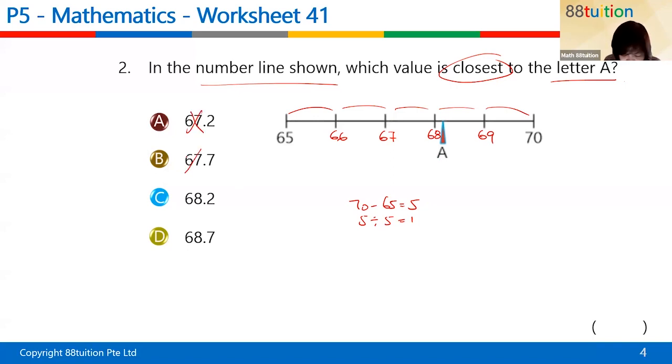So 67 is out. So it's 68.2 or it is 68.7, right? So this one is nearer to 68. So 68.2 is nearer. So C. If this is 68, then here probably like that. This is 68.7, very near to 69. Okay.